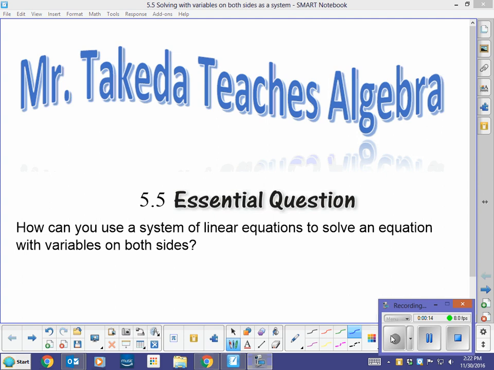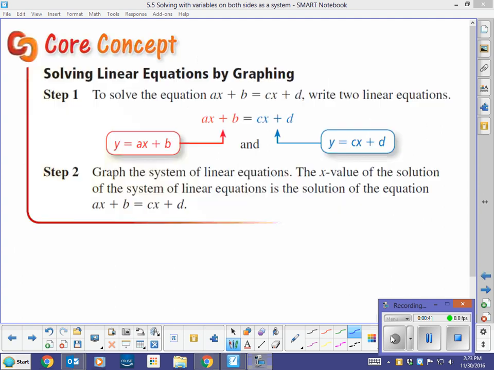This is lesson 5.5, wherein we ask the essential question: how can you use a system of linear equations to solve an equation with variables on both sides? Well, we already know how to do that. We already know how to solve an equation with variables on both sides. So this is almost like a little add-on lesson in which we can use our skills with systems of equations to solve these types of equations.